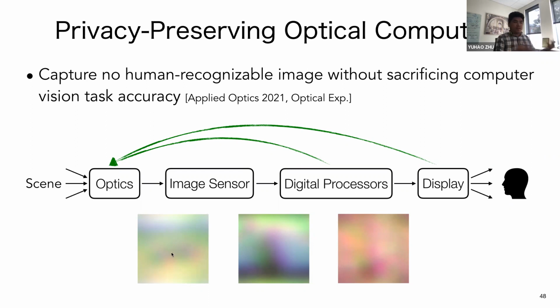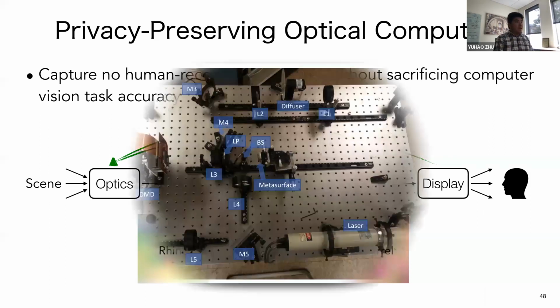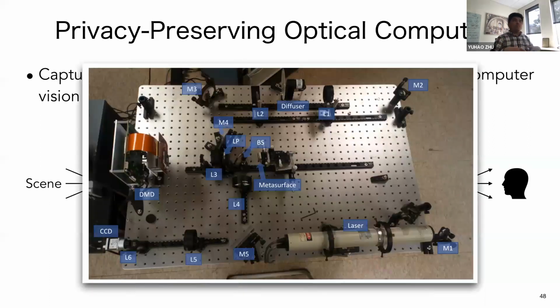So if you run image classification, you'll know that the first image is a rhino, the second image is a polar bear, and the third is a squirrel, right? So this is what our system is able to do. And this is the setup of the optical system that we have built.